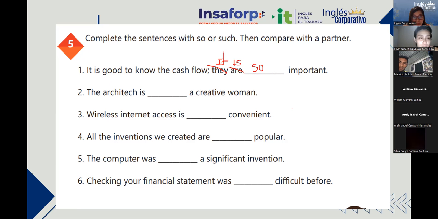Okay, number two. The architect is such a creative woman. Number three. Wireless internet access is so convenient. All the inventions we created are so popular. The computer was such a significant invention.